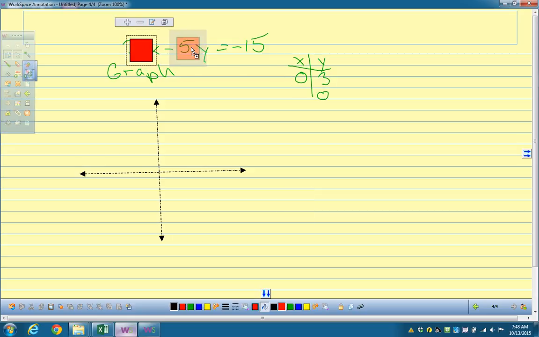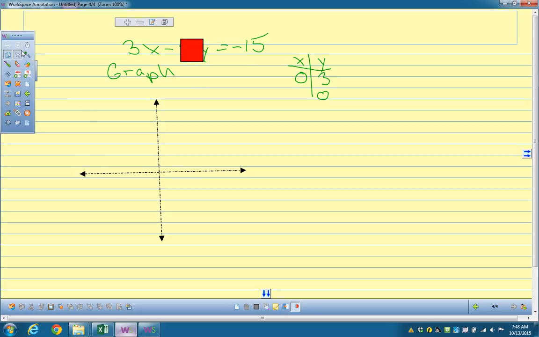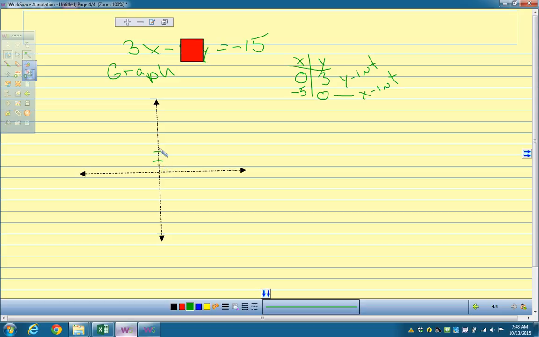Now I cover up my y, okay? 3 times what number gives you negative 15? Negative 5. So I could put a negative 5 in here, and this is called your y-intercept, right? And this is called your x-intercept. Using those two things, it should be pretty easy to graph. The y-intercept is 0, 3, and the x-intercept is negative 5, 0.